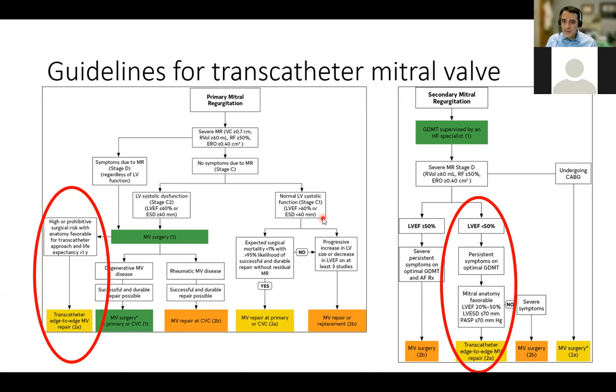On the secondary mitral insufficiency side, the same idea applies, except that in this case there's a strong emphasis, in patients who have mitral insufficiency in a setting of depressed ejection fraction, on optimization of medical therapy prior to consideration for transcatheter edge-to-edge repair. When we assess these patients and feel we're not on maximal medical therapy, the current guidelines recommend 3 months of stable, optimal medical therapy before considering edge-to-edge repair.